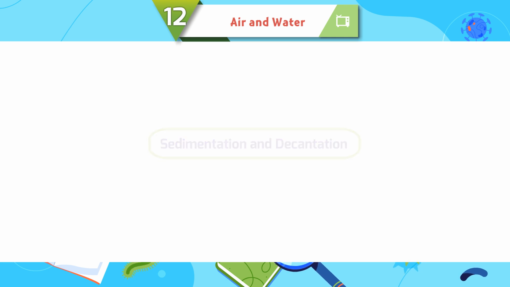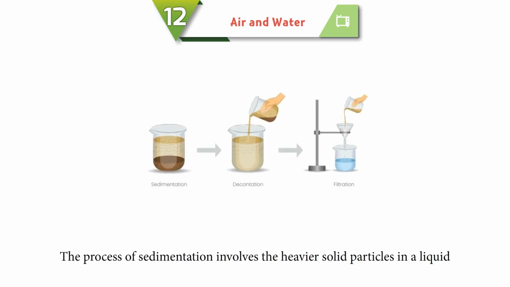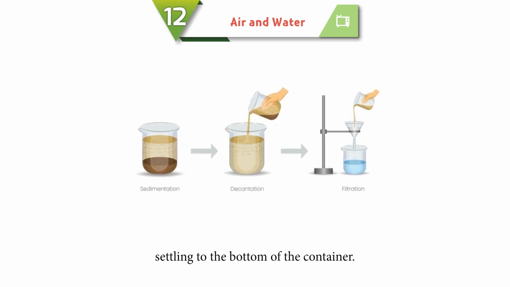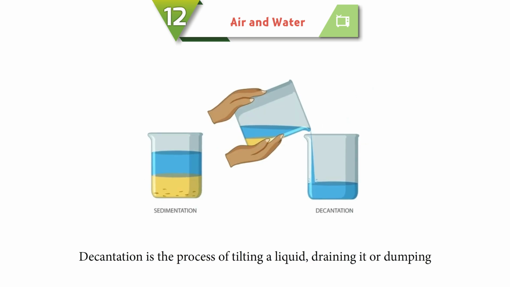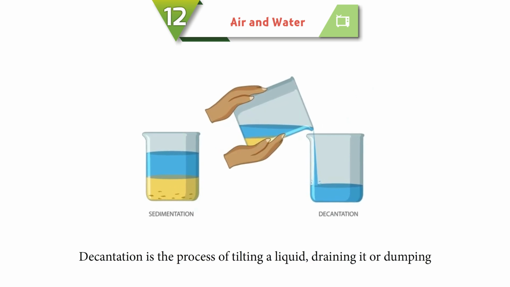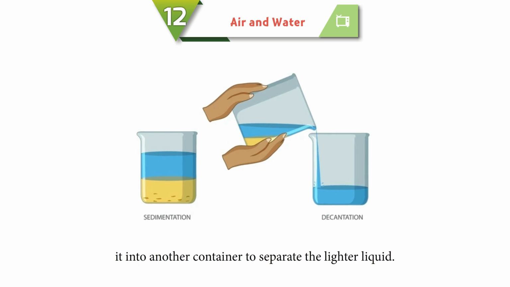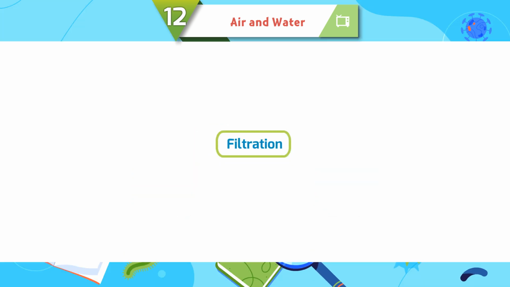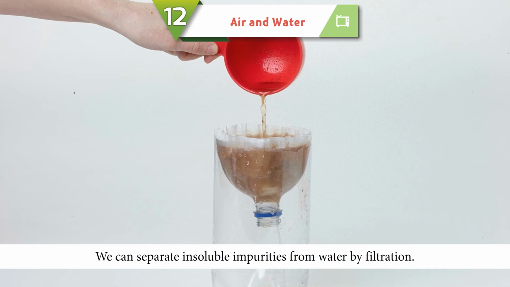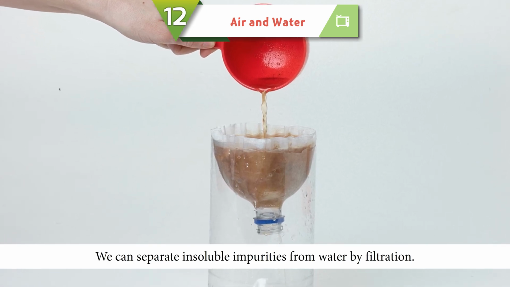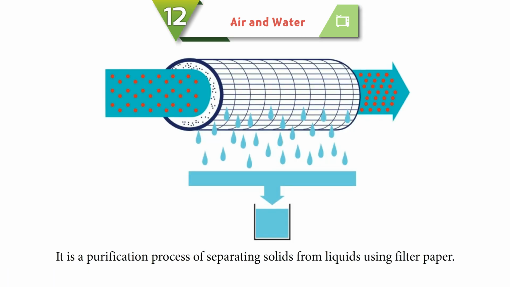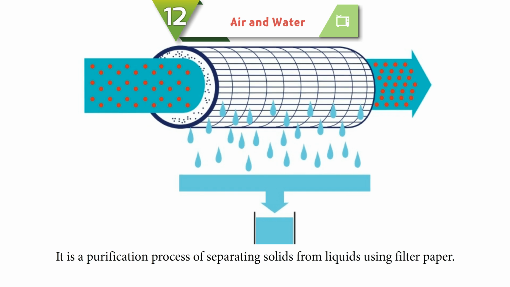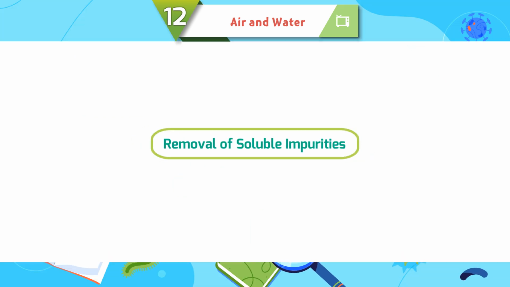Sedimentation and decantation. The process of sedimentation involves the heavier solid particles in a liquid settling to the bottom of the container. Decantation is the process of tilting a liquid, draining it or dumping it into another container to separate the lighter liquid. Filtration. We can separate insoluble impurities from water by filtration. It is a purification process of separating solids from liquids using filter paper.